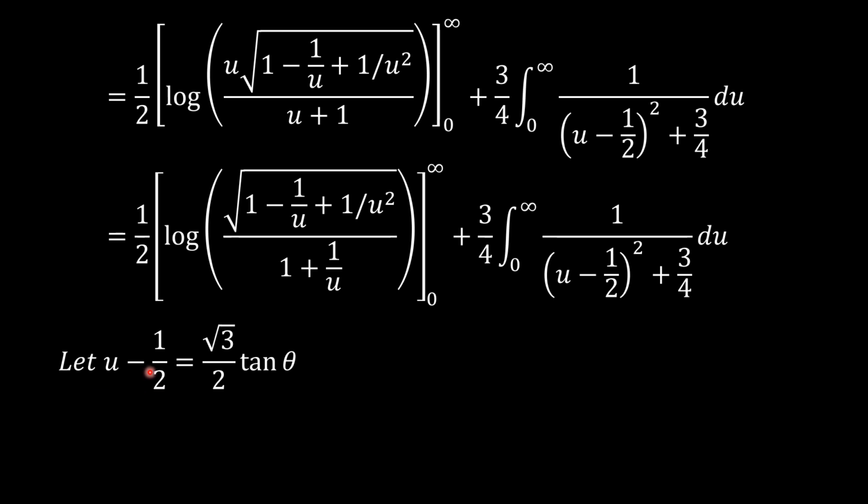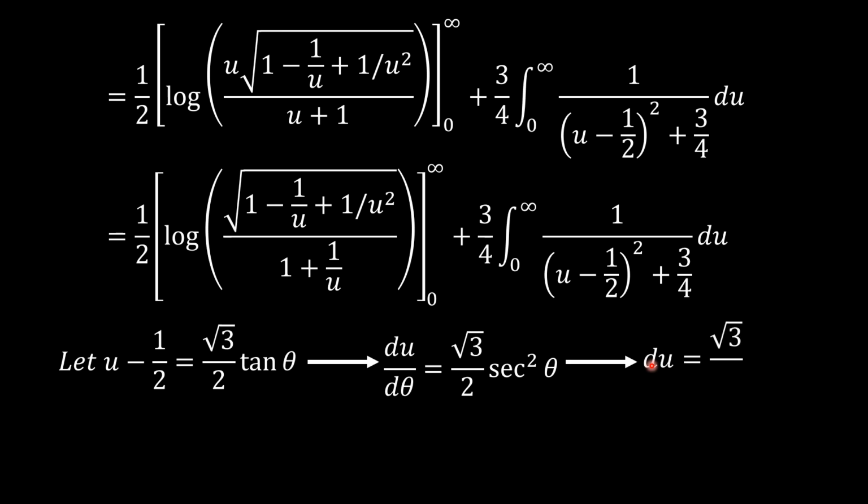and since we have a plus operation here, we can just say let u minus a half be equal to the square root of 3 over 2 tangent theta, so that dx d theta is root 3 over 2 sec squared theta, and so du can be substituted using root 3 over 2 sec squared theta.